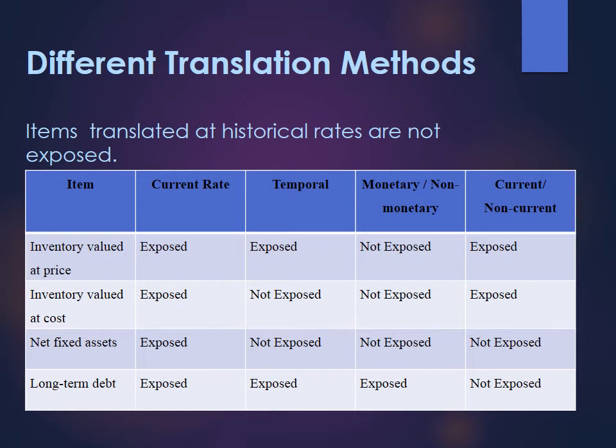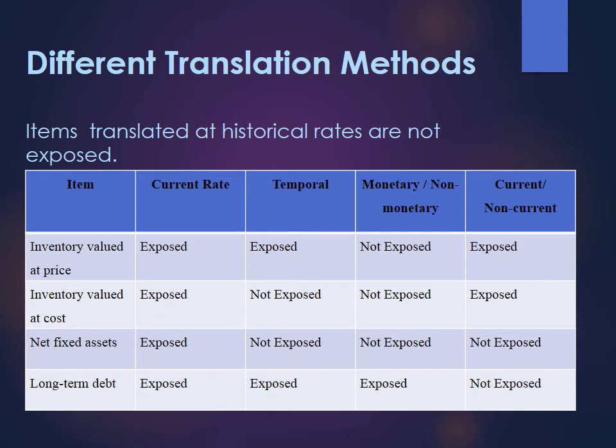Now if we compare different translation methods, we can find out the level of exposure is different as per the method of translation. In case of current rate method, the exposure is very high, whereas in case of temporal and monetary non-monetary method, the exposure level is very low.